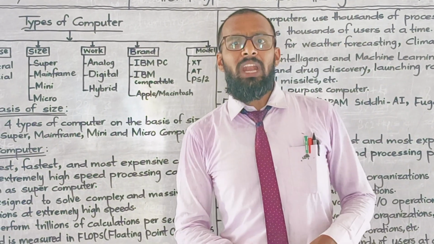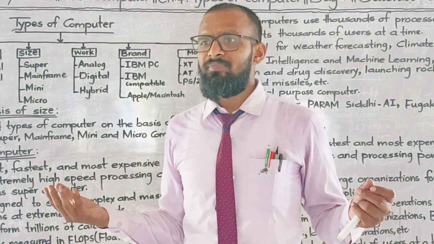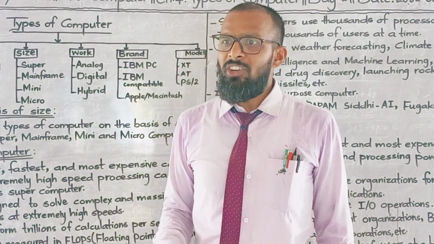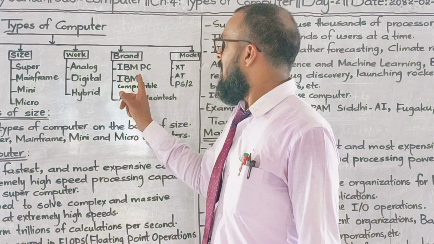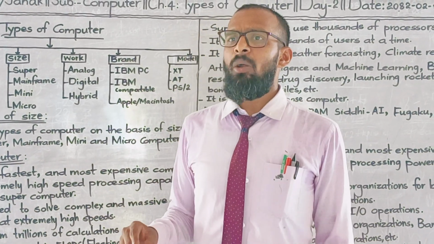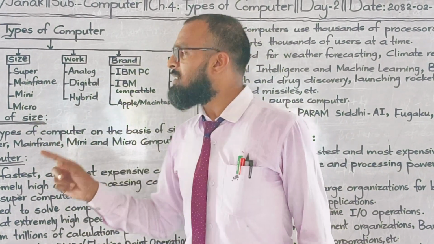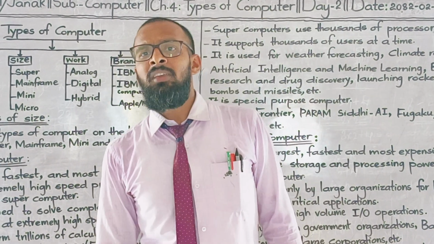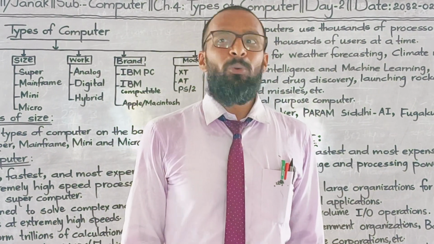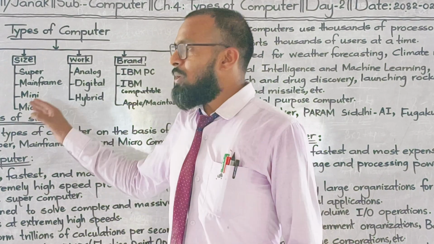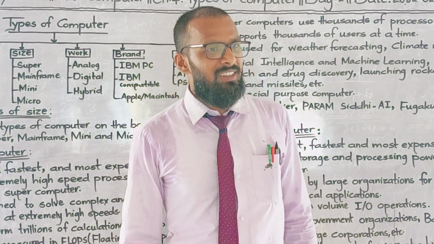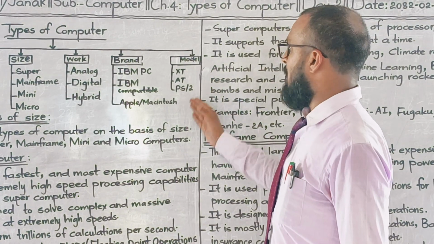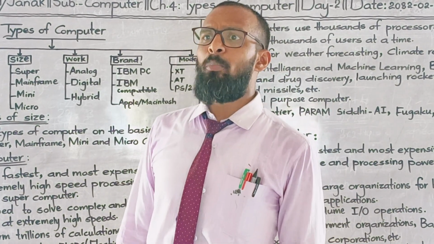Brand. How many types of computer are there on the basis of brand? 3 types. IBM PC, International Business Machine Personal Computer. Another, IBM compatible, means duplicate; we will discuss. This is the original one, this is the duplicate. And another is Apple Macintosh computer. We will discuss all the computers one by one, and I will give you all the important points. The last one I have written: how many types of computer are there on the basis of model?